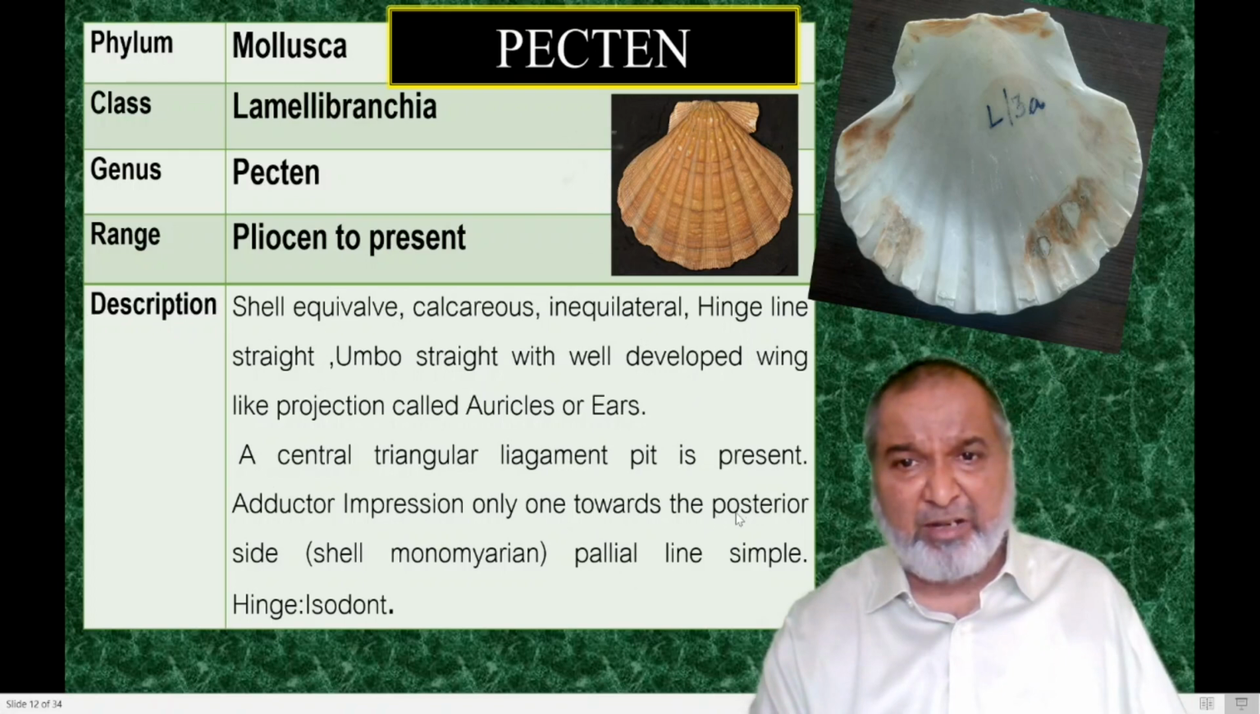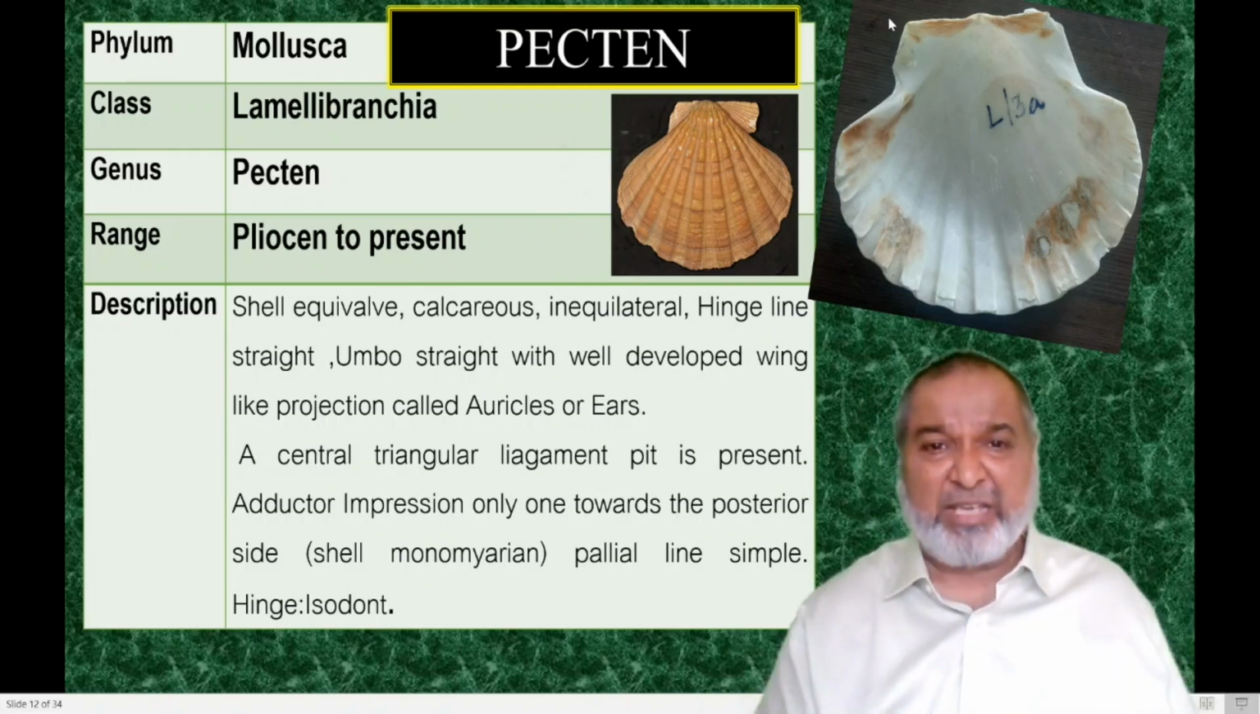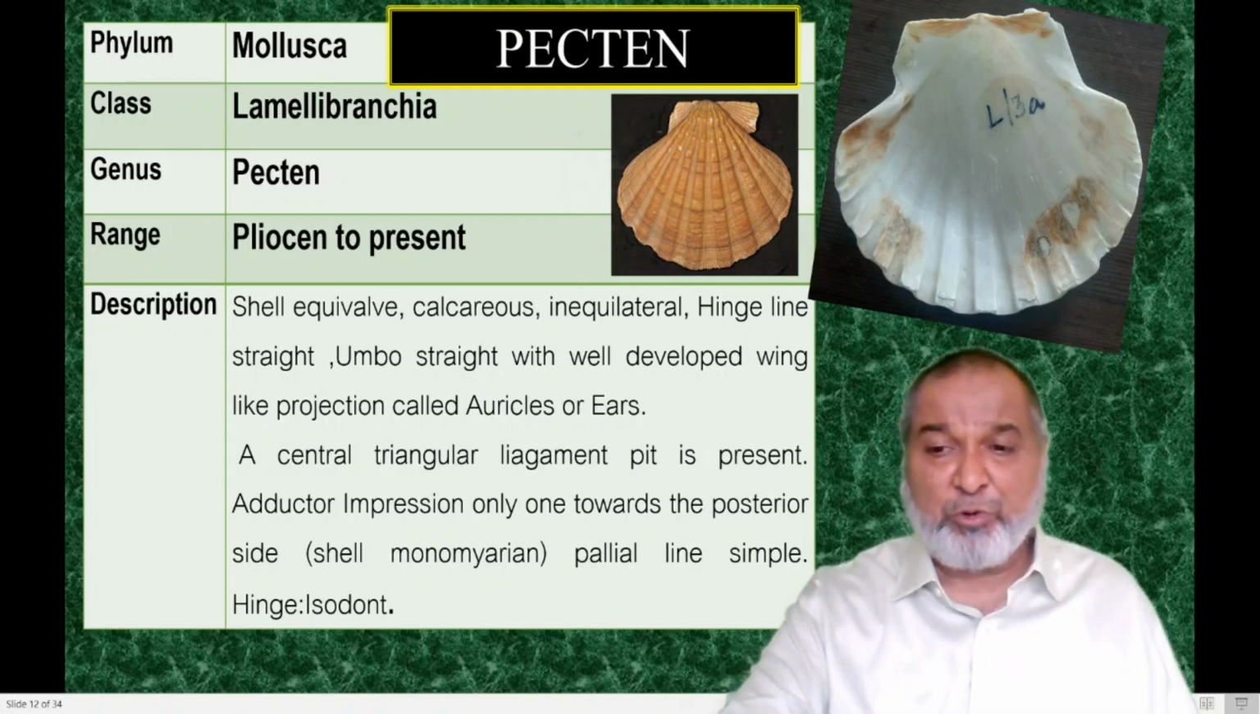The adductor muscle is one, towards the posterior side. This is the way you have the posterior adductor muscle. That is called monomyaria. The pallial line is simple. The hinge is isodont. Whatever teeth are there are more or less the same size, so this is isodont.